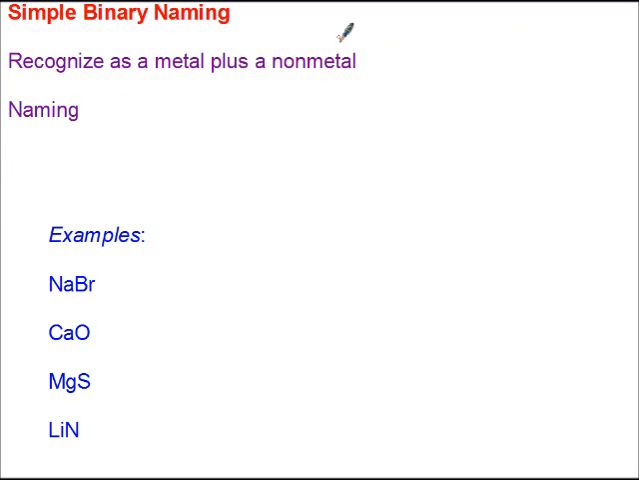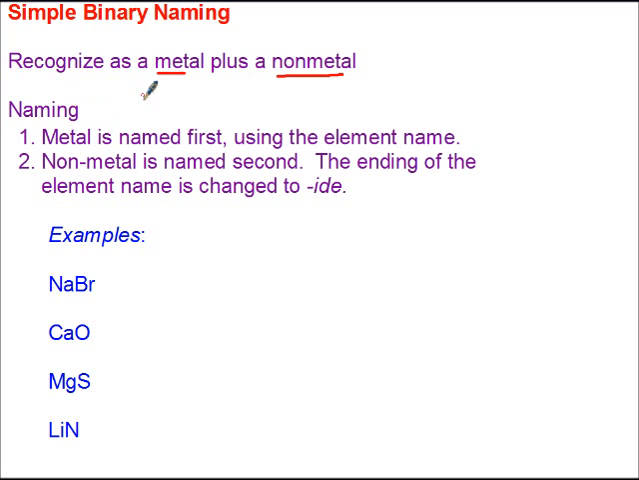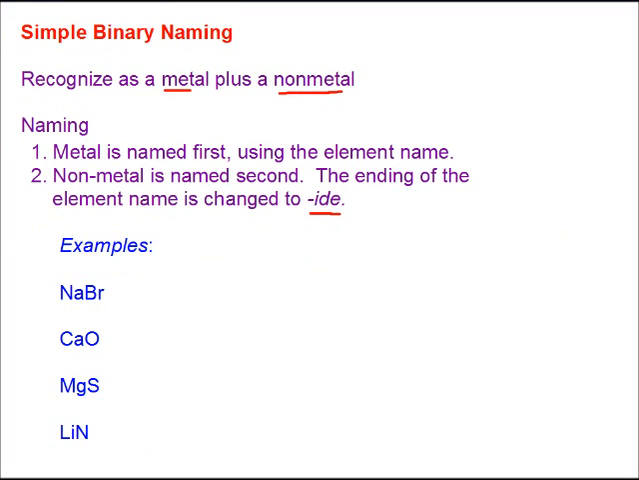The way to recognize a simple binary ionic compound is it's a metal and a nonmetal, and the metal is always first. The way I would name this is simply the name of the metal, the element name, and then I use the nonmetal and change the ending to IDE, just like we practiced when we were working on the names of ions. So for example, the first one, NaBr. Na is sodium, so sodium, not sodium ion now, just sodium. And once it combines with the bromine, we change bromine to bromide, so we call this compound sodium bromide.